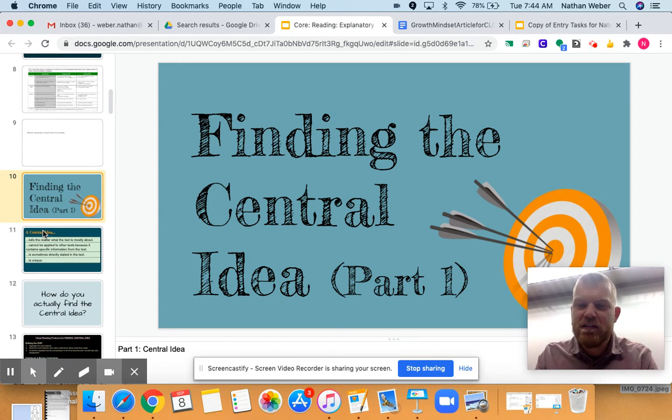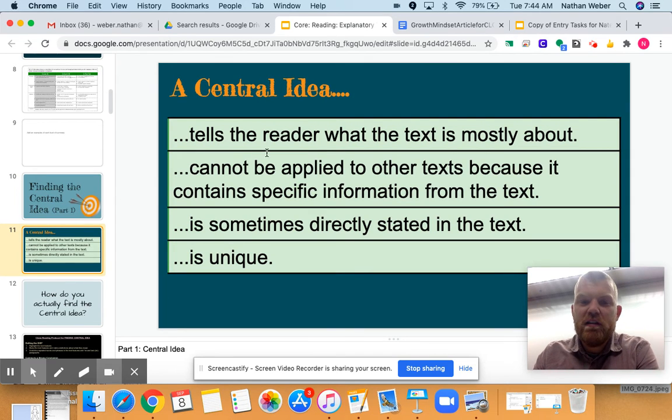This is how you find the central idea. So write this on your paper. Finding the central idea of a nonfiction text. Finding the central idea. A central idea tells the reader what the text is mostly about. A central idea cannot be applied to other texts because it contains specific information from the text. It is sometimes directly stated in the text. It is unique. Unique meaning it only applies to that specific text.